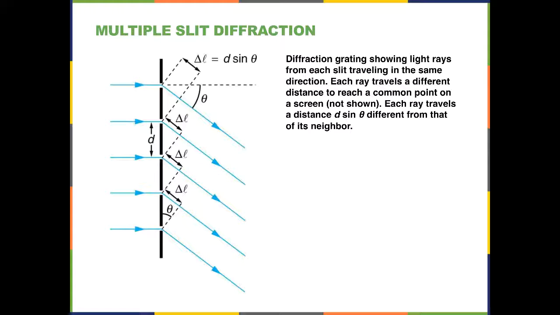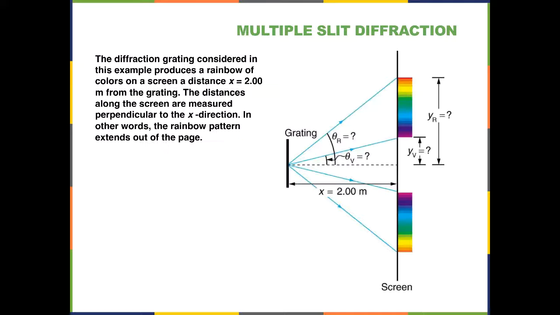And this diagram shows exactly what happens. A diffraction grating shows the light rays from each slit traveling in the same direction. Each ray travels a different distance to reach a common point on the screen. So if you can imagine the previous diagram where we showed the two slits, you can see that there's a delta L for each for a common point. Each ray travels a distance of d sine theta different from its neighbor.